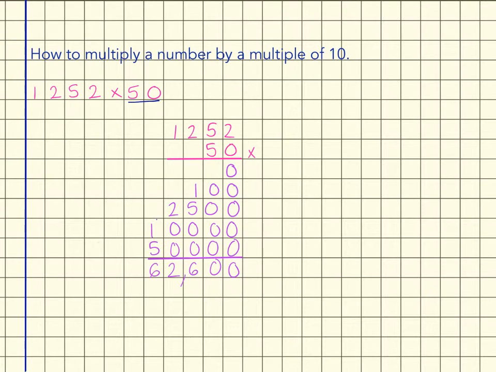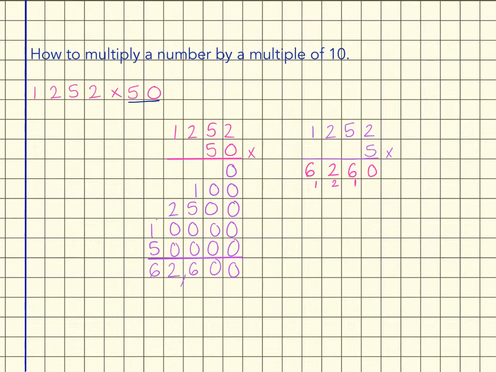Now another way of calculating this would be to multiply 1,252 by 5. So 5 times 2 is 10, 5 times 5 is 25, plus this one here that I've regrouped, which would give me the 6, and regroup the 2. 5 times 2 is 10, so in the thousands column we'd put this and we'd regroup here, and then 5 times 1,000 would be 5,000, but we would make it 6,000.